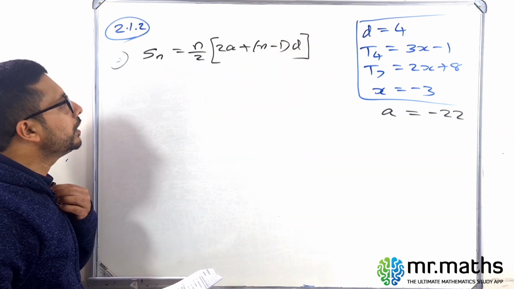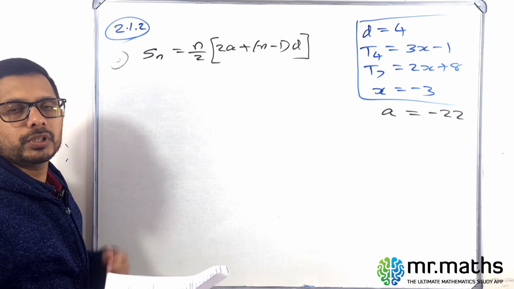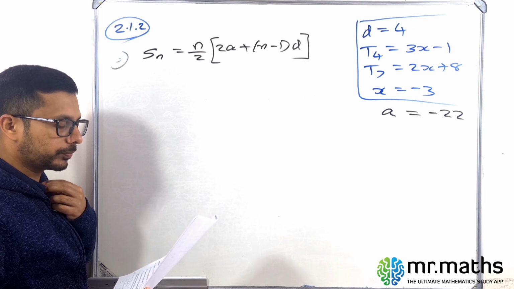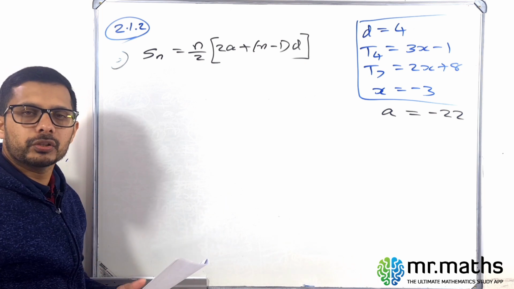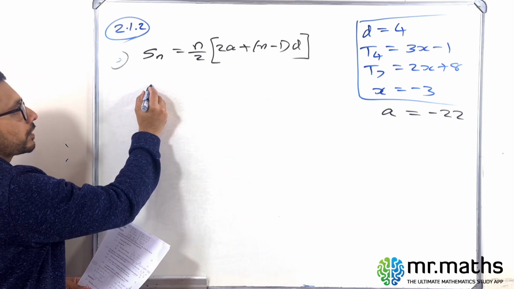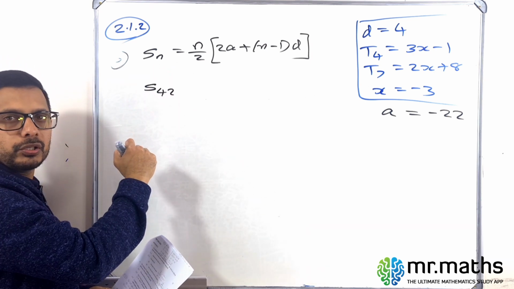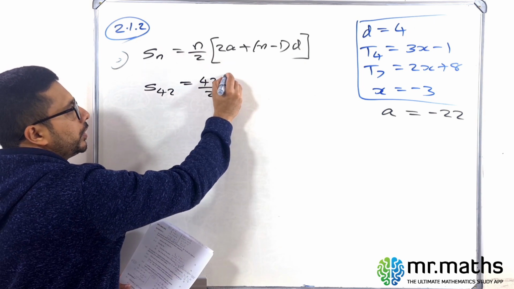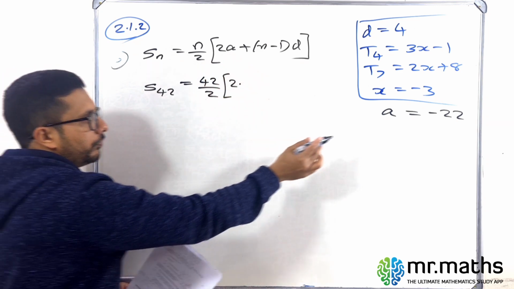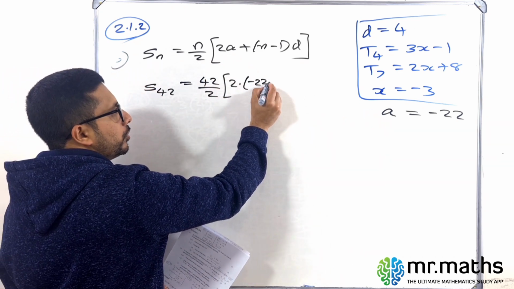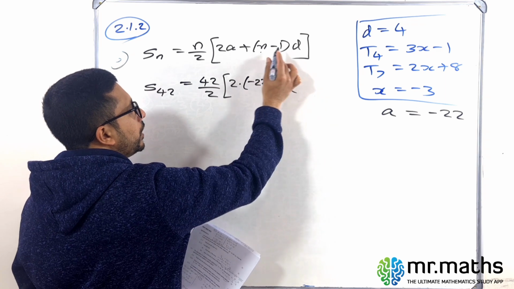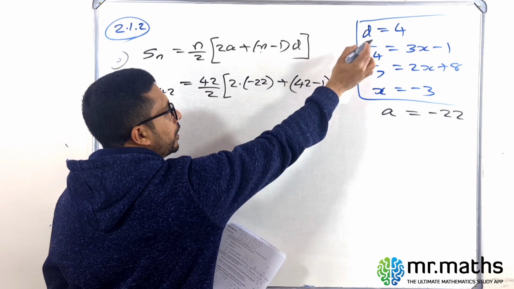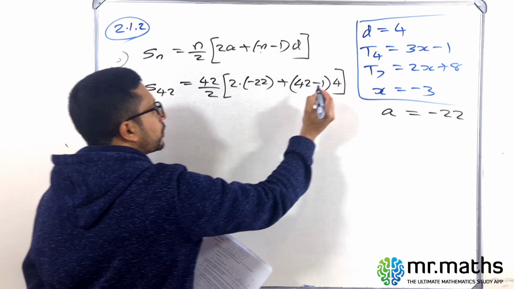Okay, so here in this question we have to find the sum of the first 42 terms. So it is S42. We have to substitute the value of n as 42. So it is n by 2, 42 by 2, into 2 into a. We got the value of a, the first term, minus 22, plus n minus 1. What is n? We have to find the sum of 42 terms. So 42 minus 1 into d. What is the common difference? It is 4.